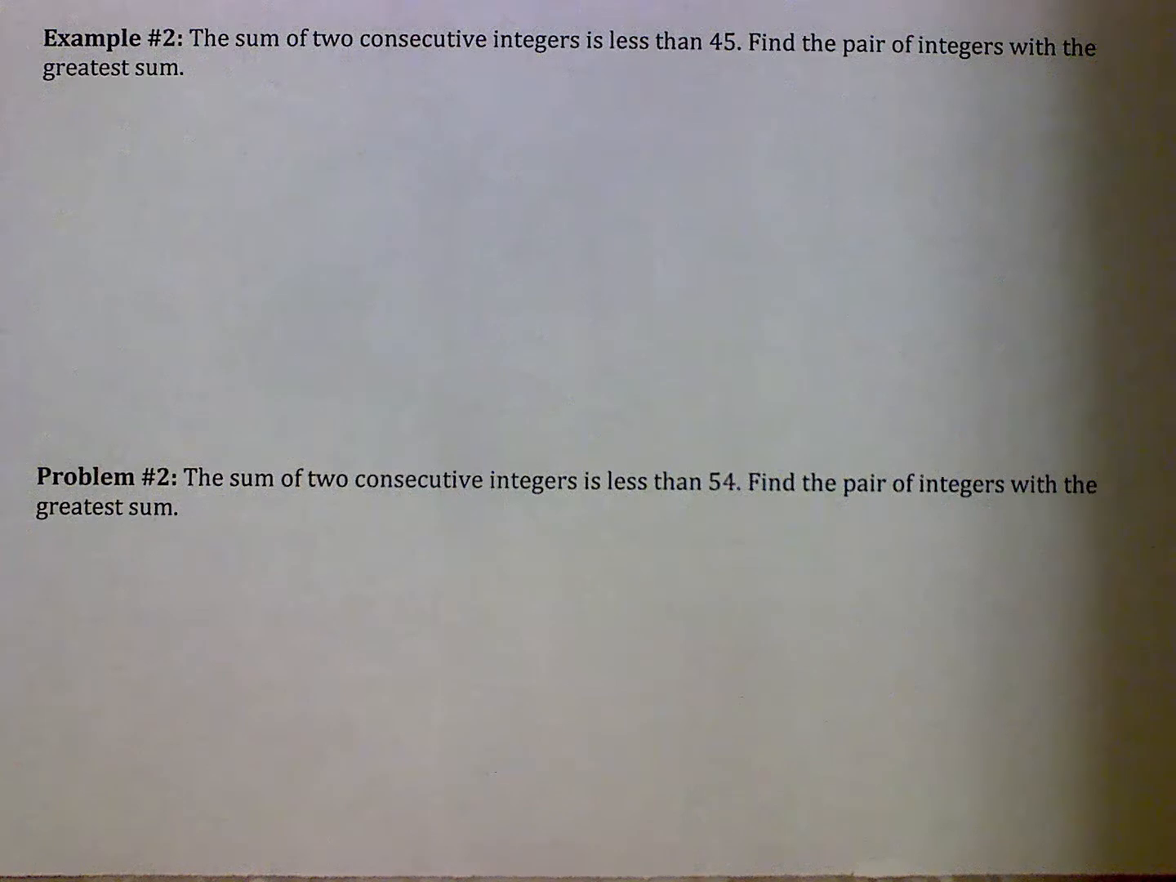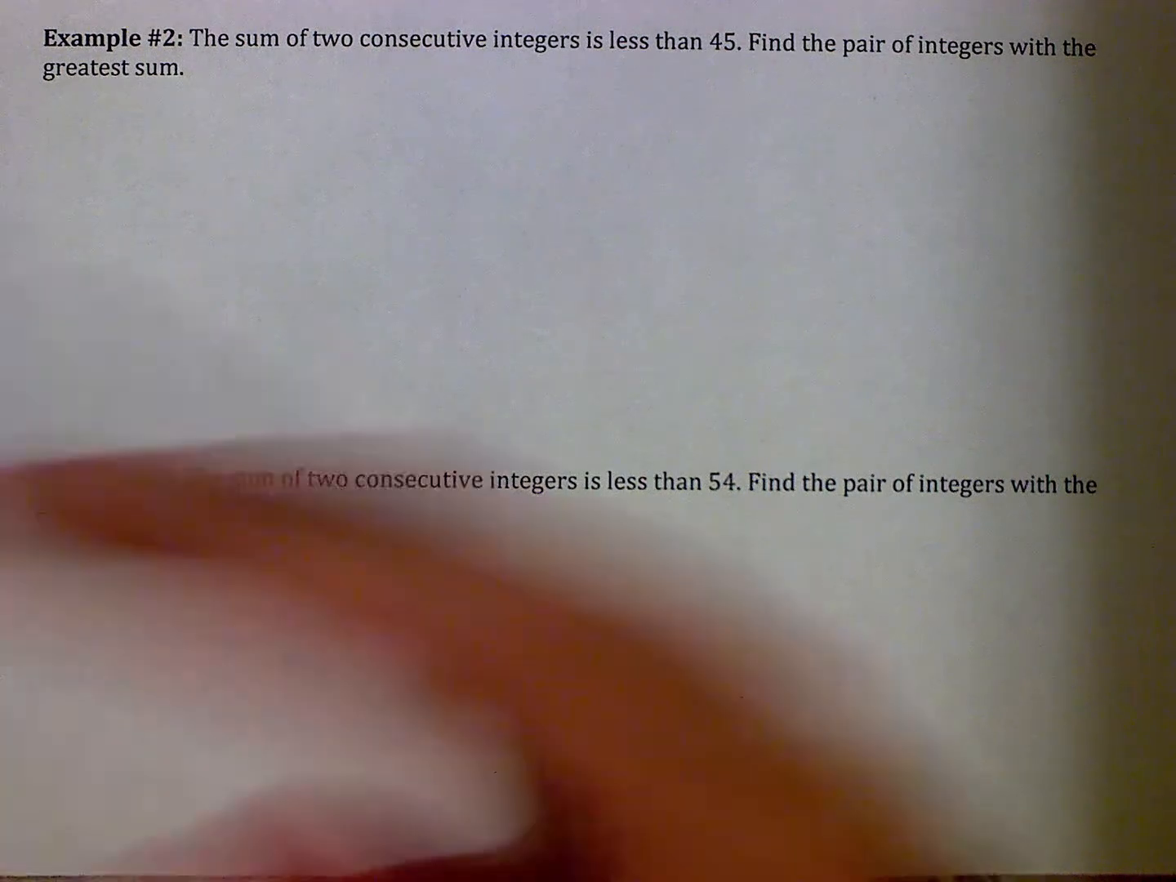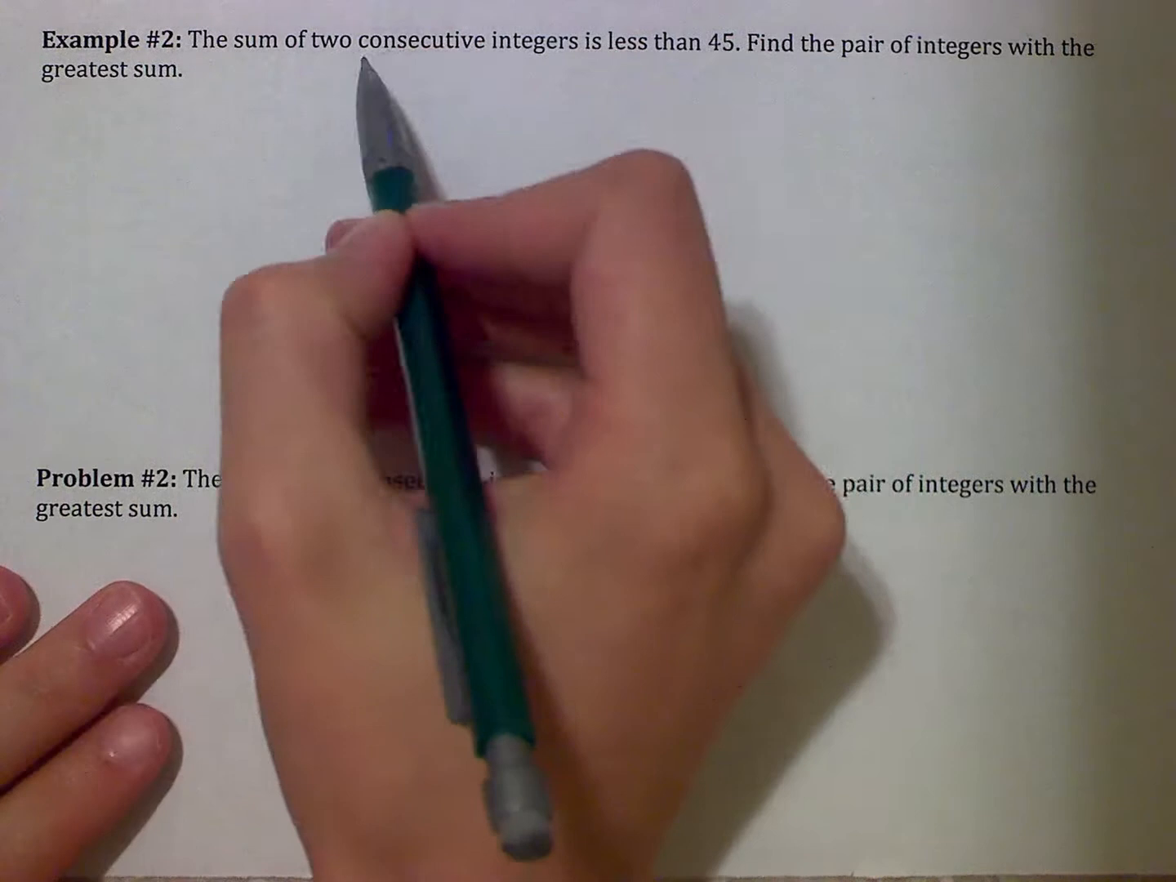Some of the examples on your paper are already done, but find example number 2. The sum of two consecutive integers is less than 45. Find the pair of integers with the greatest sum. So let's make sure that we know these words first.